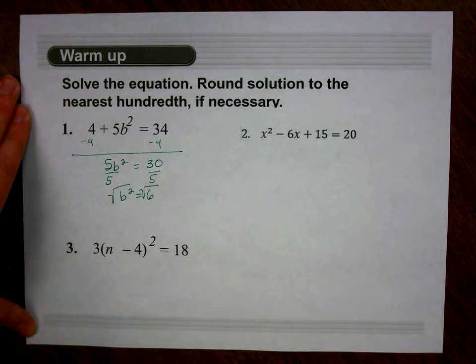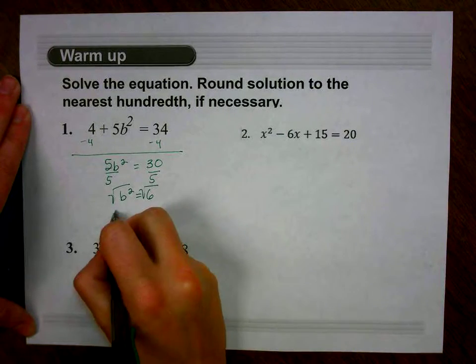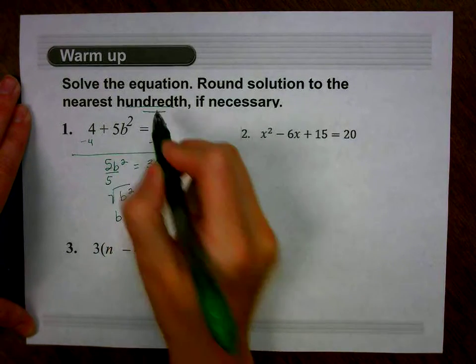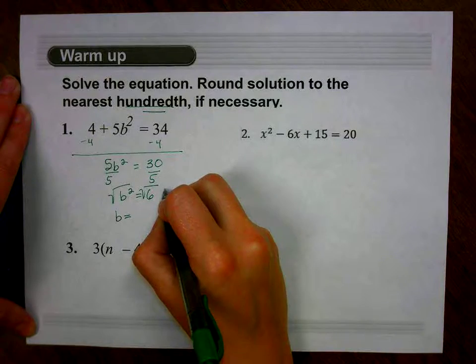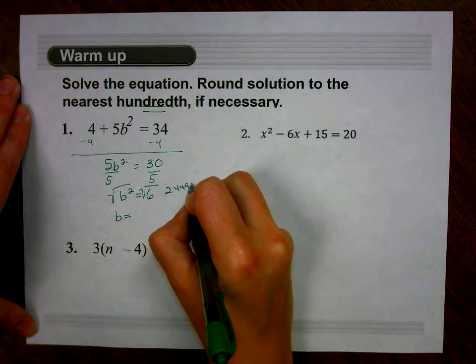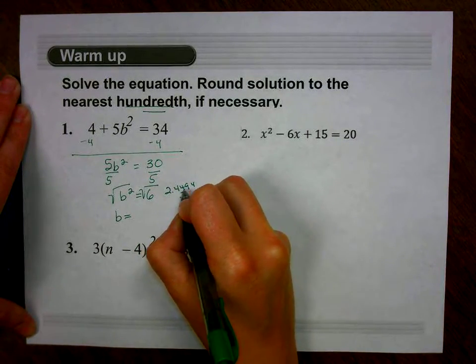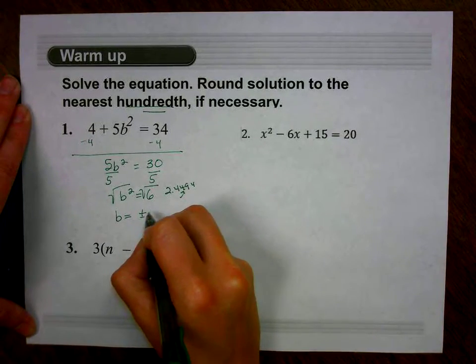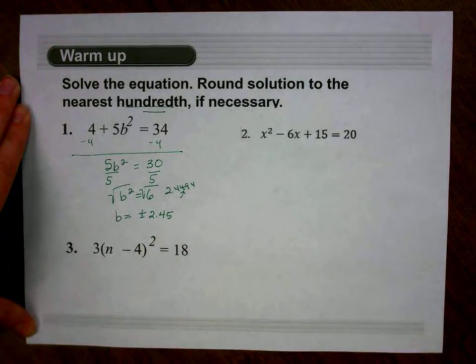And the square root of 6. And it told me to round to the nearest hundredth. So the square root of 6 is 2.4494. This would be the nearest hundredth. That 9 is going to give that a shove, so positive and negative 2.45.